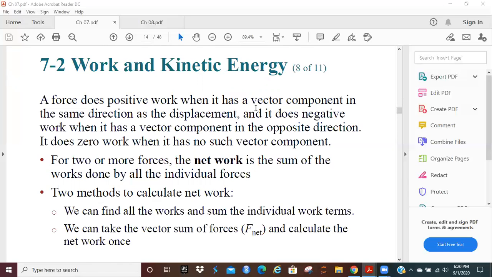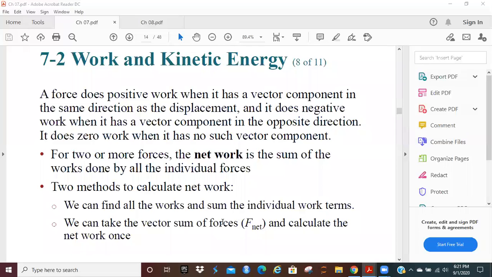So for two or more forces, the net work is going to be the sum of the works done by all of the individual forces. So we can find all the work and sum the individual work terms. And we can take the vector sum of the forces and calculate the net work and just act as if that is the only vector we need to worry about.